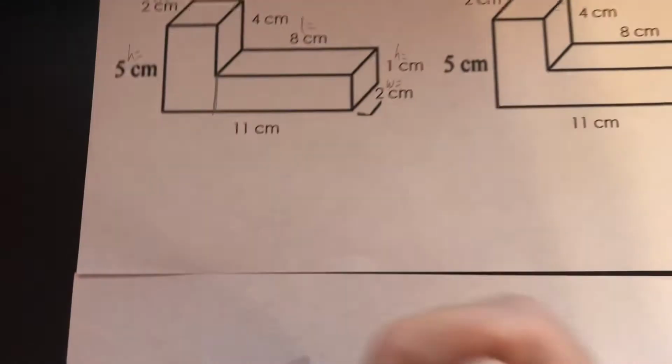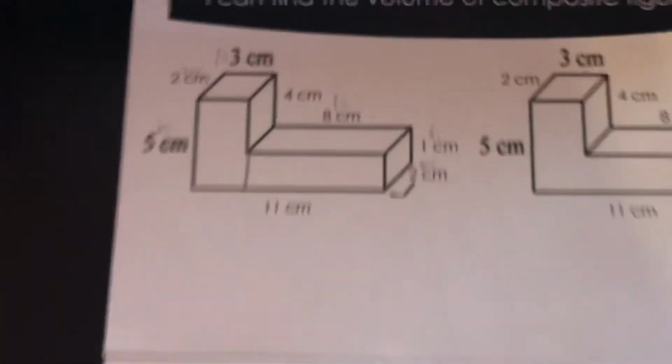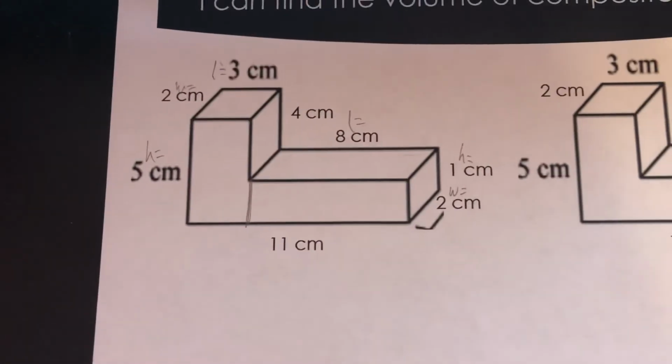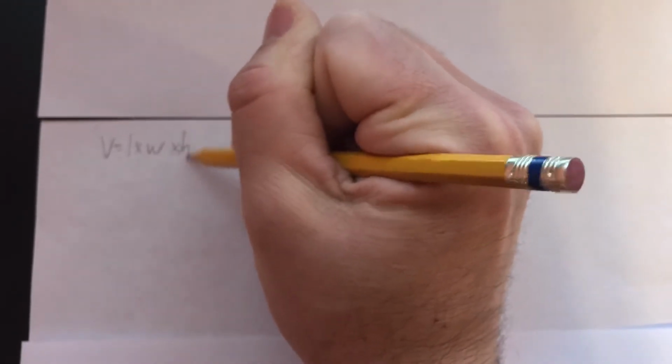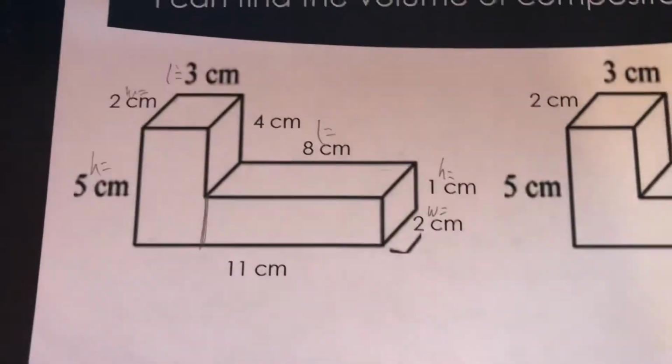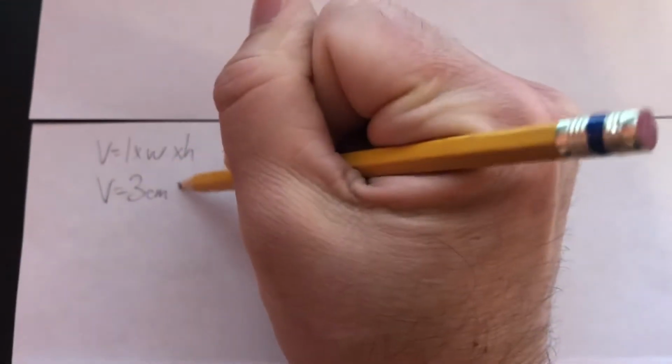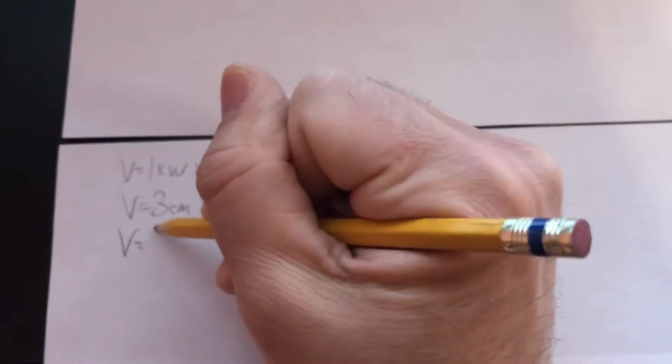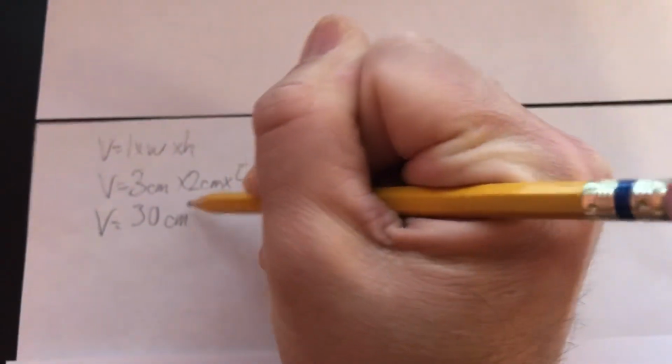Okay, so let's check to make sure that we found the volume. Let's look at the one on the left. So 3 centimeters by 2 centimeters by 5 centimeters. Volume equals length times width times height. So volume equals 3 centimeters by 2 centimeters by 5 centimeters. So 3 times 2 is 6, times 5 equals 30 cubic centimeters.